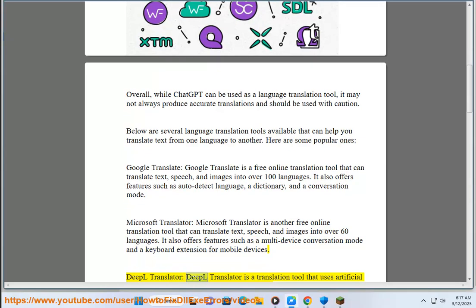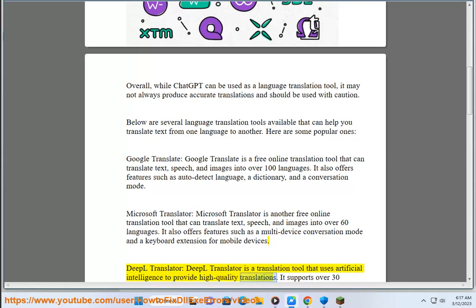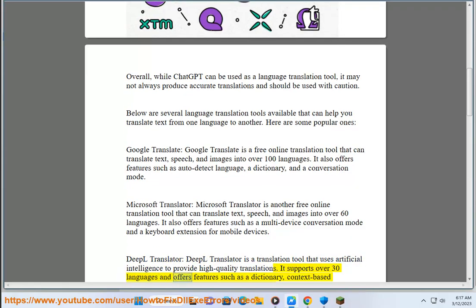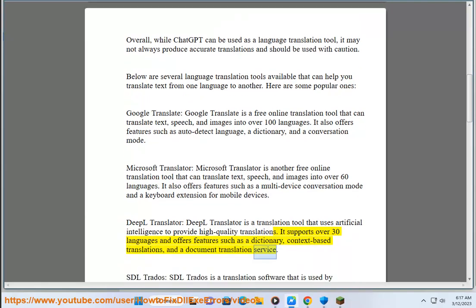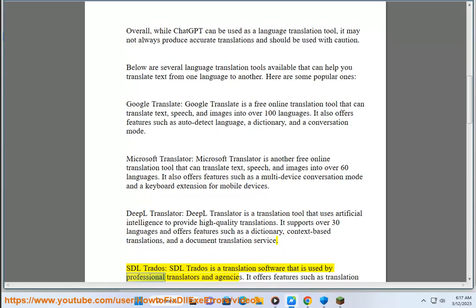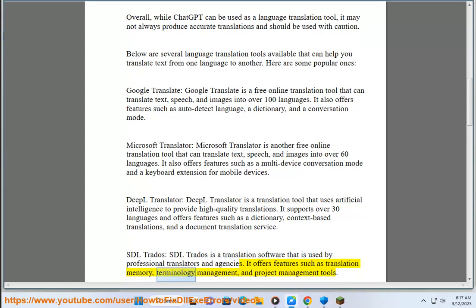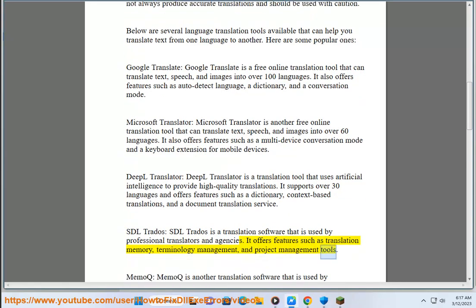DeepL Translator. DeepL Translator is a translation tool that uses artificial intelligence to provide high-quality translations. It supports over 30 languages and offers features such as a dictionary, context-based translations, and a document translation service. SDL Trados. SDL Trados is a translation software that is used by professional translators and agencies. It offers features such as translation memory, terminology management, and project management tools.